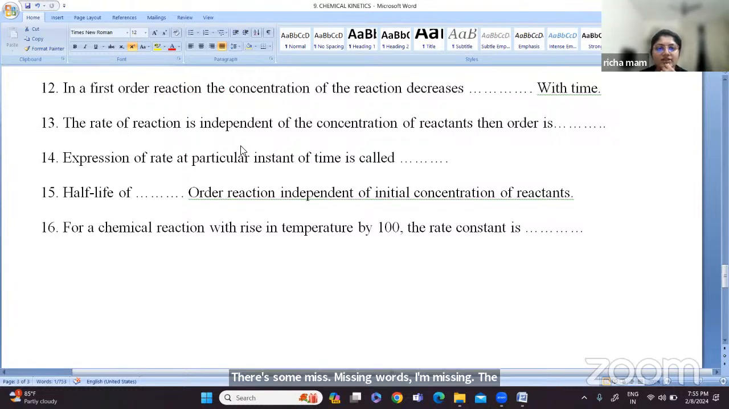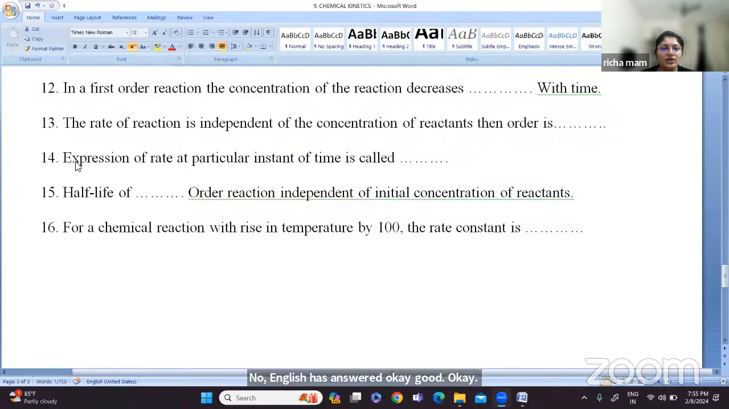The rate of reaction is independent of the concentration of the reactants. Then the order is. So what is the order? Zero. Yes, it is a zero order reaction. Good. Yes, Dhanush has answered. Okay, good.